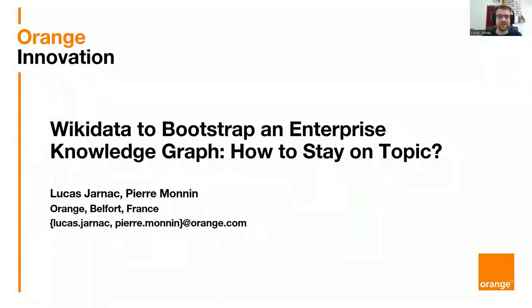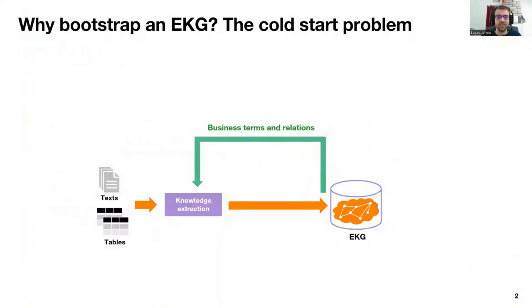Hello everyone, in this talk we present the bootstrapping of an enterprise knowledge graph with Wikidata and specifically how to constitute a nucleus focused on business domains of interest. To enrich a knowledge graph, we can perform knowledge extraction from text and tables. However, this method requires a supporting knowledge graph that contains business terms and relations to focus on. This is a virtuous loop between the enterprise knowledge graph and knowledge extraction step.